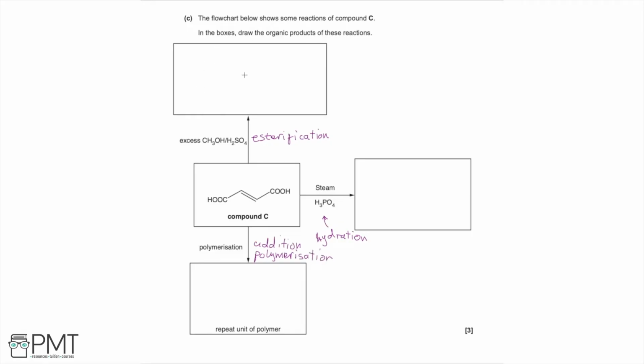So the organic product from the esterification, we're going to maintain that alkene in the center of our molecule, and we're going to form 2 esters on either side, like so. In compound C, we're going to add steam and phosphoric acid, so we're going to have our carboxylic acids here, and one of these 2 carbons is going to be an alcohol.